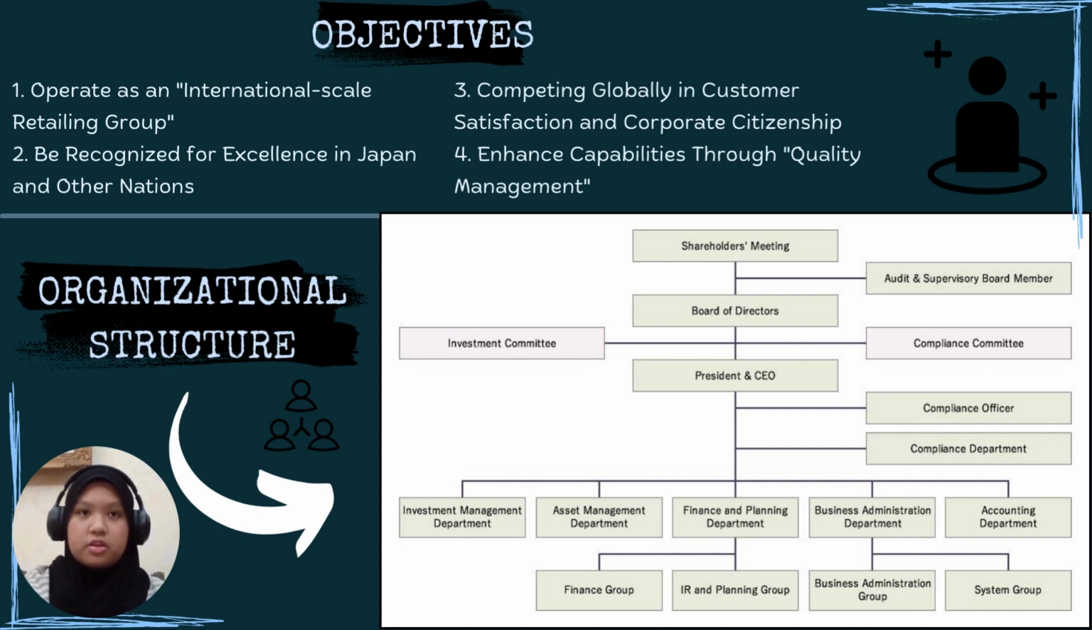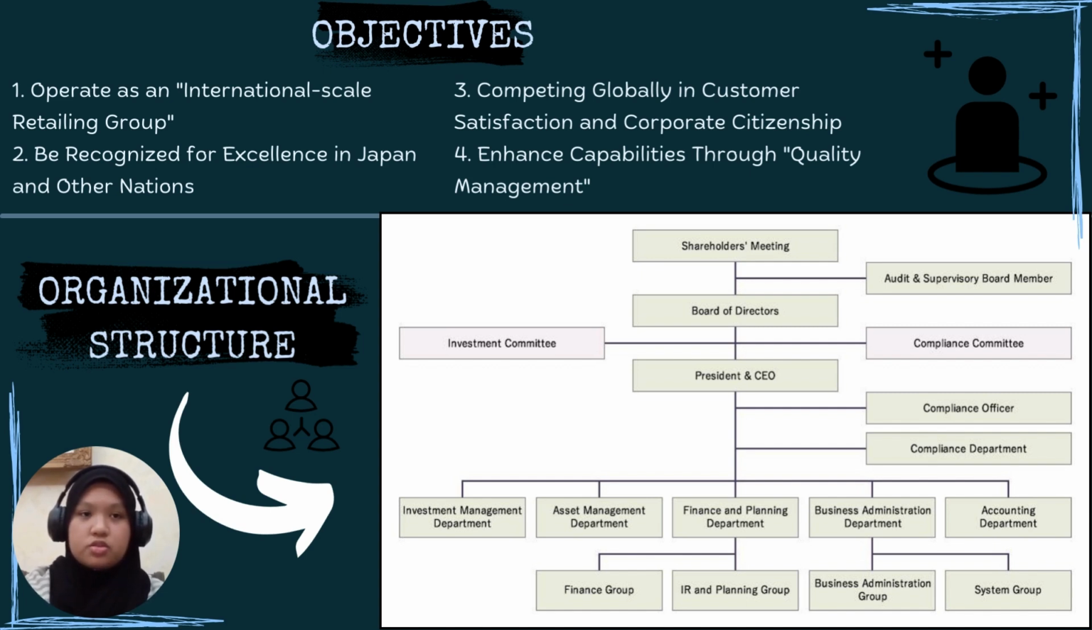Next is about the objectives and the organizational structure diagram of Aeon Company. There are a total of 4 objectives. The first one is to operate as an international scale retailing group, meaning they want to take the business outside of Japan. The second is to be recognized for excellence in Japan and other nations. As such, establishing a reputation for the business is based on factors other than financial performance.